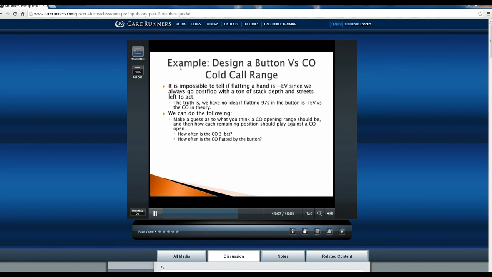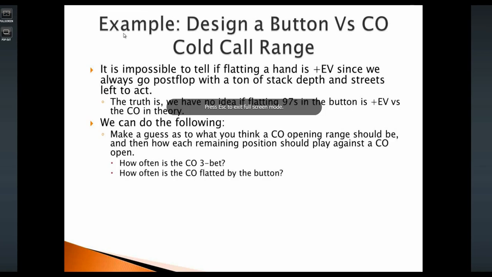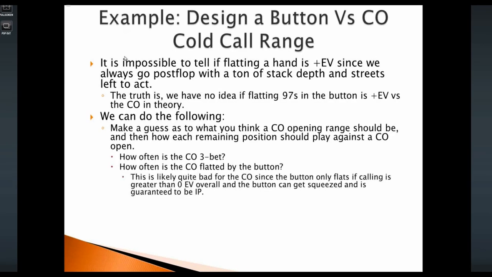How often is the cutoff flatted by the button? That's a big one, and we're about to go into that in just a second, but this is likely quite bad for the cutoff since the button only flats if calling is greater than 0 EV overall, and the button can get squeezed and is guaranteed to be in position. So if we're flatting on the button, we probably have a reasonably good hand because we risk being squeezed if we have to fold to a squeeze, so we want to be in quite a good spot if the blinds fold, or if we have a hand that can defend against a squeeze, then obviously we have a very good hand. So it's unlikely we're flatting many hands on the button that the cutoff's worst opening hand in his range doesn't do quite poorly against.